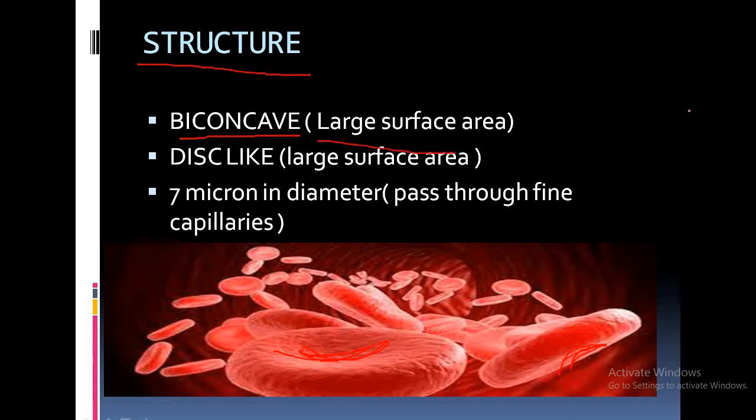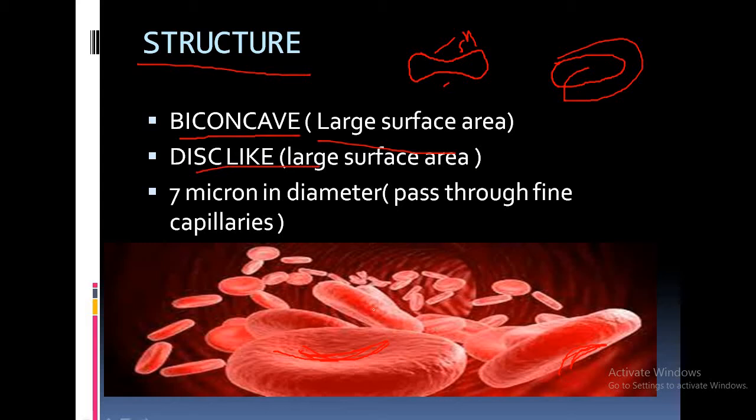When it is biconcave, it will have a large surface area. For example, this is a simple cell, but when the RBC is there, it is biconcave here also and here also. That is why in this case there will be more surface area, whereas in this case the surface area is less. It is disc-like. You can observe the structure. This also increases the surface area of the RBC. The more the surface area, the more the transportation of respiratory gases like oxygen and carbon dioxide.